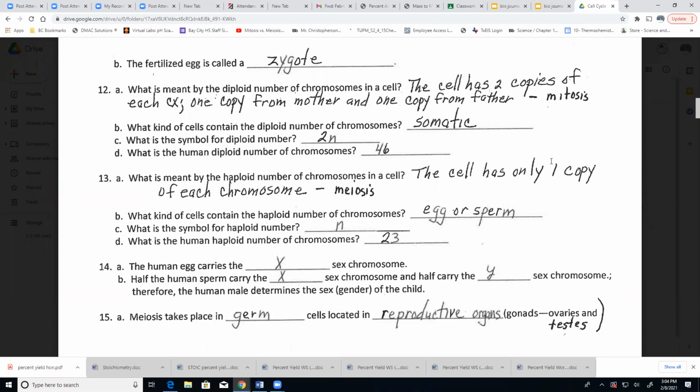So the human egg carries the X chromosome. So half of human sperm carry X and half of them carry Y. So whether a child is male or female is determined by the father. Yep.